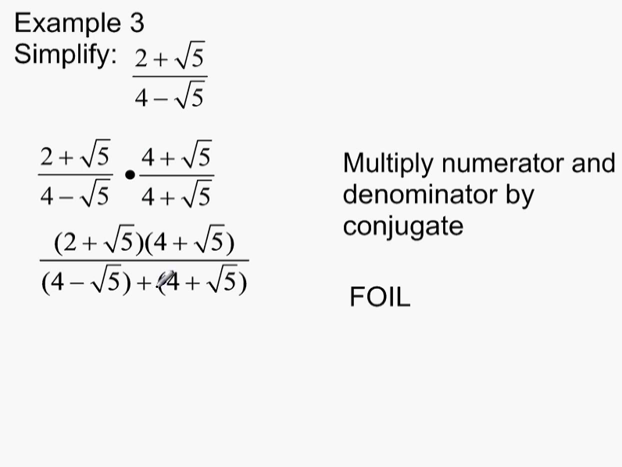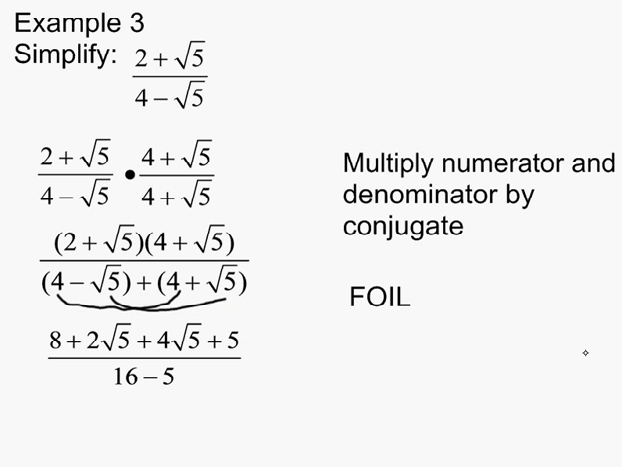So on the denominator, we know that the middle terms are going to cancel out, right? And so it's just going to be 4 times 4, which is 16, and negative radical 5 times radical 5, which is just going to be negative 5. So on the bottom, we know we're going to get 16 minus 5.